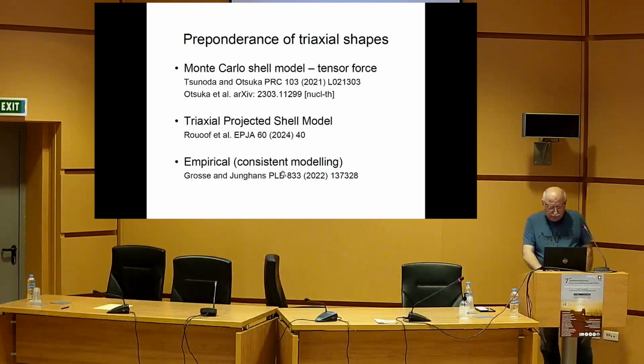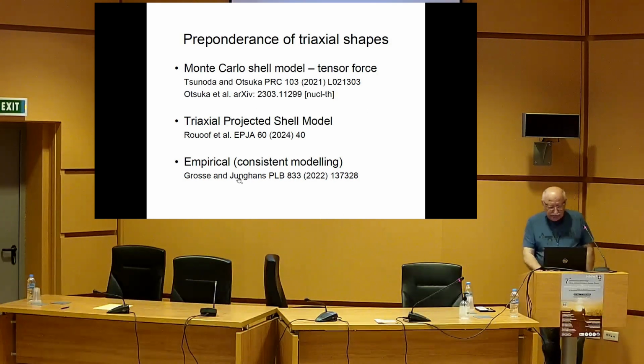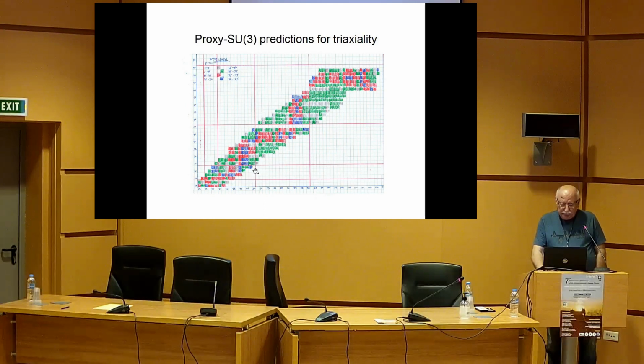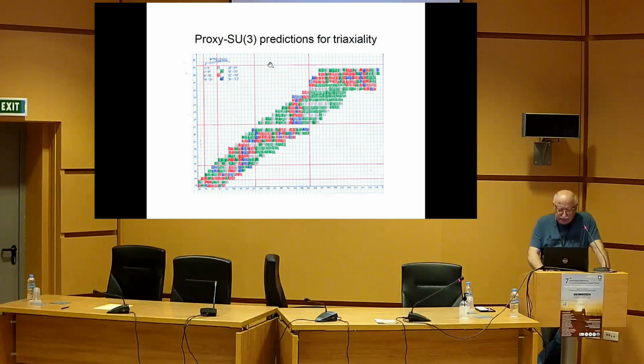Also, in a recent study, consistent modeling of many observables was done all over the nuclear chart, and it was found that the average triaxial deformation is at least of the order of 8 degrees, almost everywhere over the nuclear chart, or higher. Within the proxy-SU3, one can have parameter-independent predictions of the places where triaxiality exists. These are very recent results. As you can see, they're still in handwritten form. High triaxiality are the red and the blue. Low triaxiality are the green and gray.